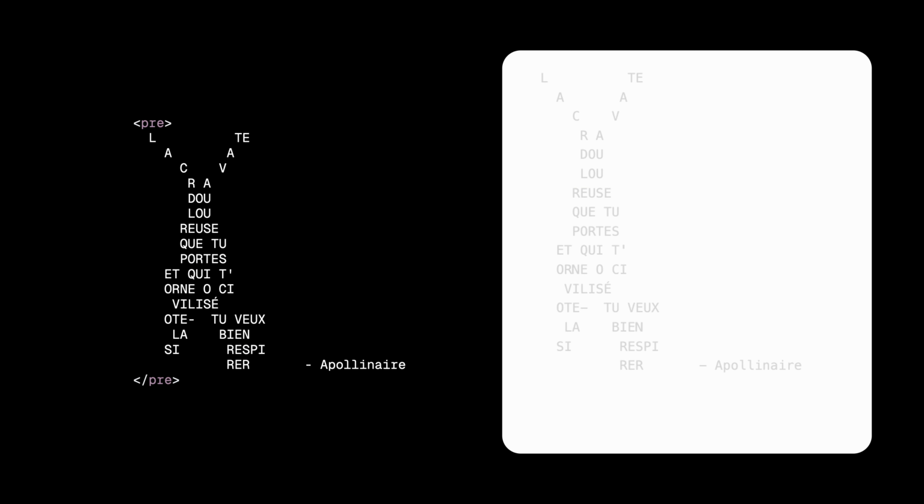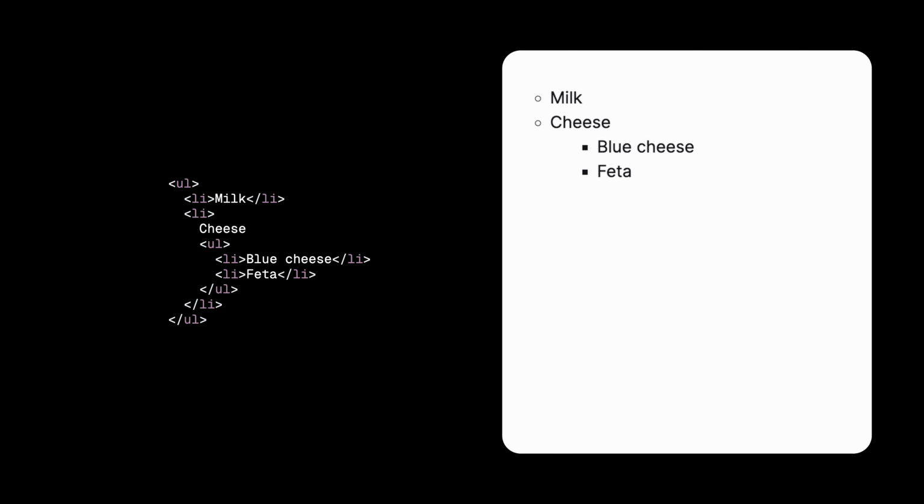Pre represents pre-formatted text, which is to be presented exactly as written in the HTML file. The text is typically rendered using a non-proportional or monospaced font. Whitespace inside this element is displayed as written. UL represents an unordered list of items, typically rendered as a bulleted list.